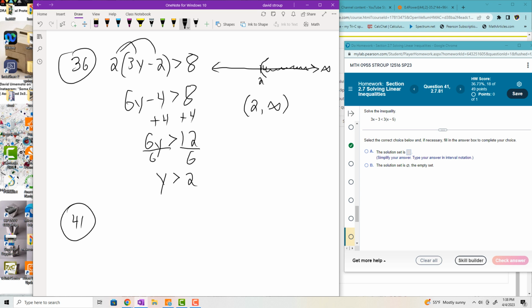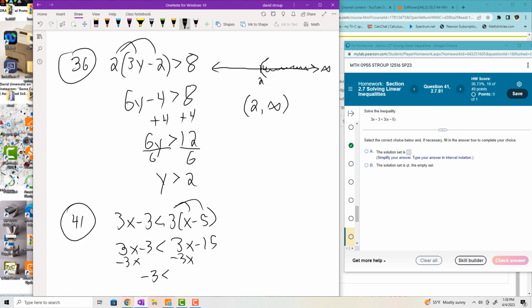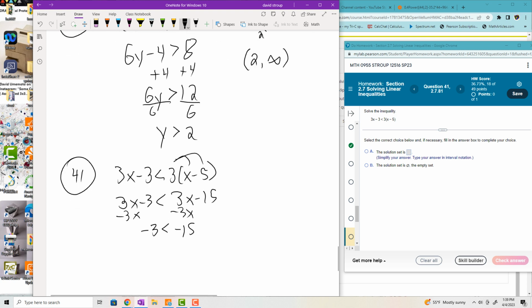Okay, so 41, we have 3x minus 3 less than 3 times x minus 5. So 3x minus 3, simplifying on the right by distribution, 3x minus 15. And then you try to collect all your variables on one side. And what happens is the variables cancel out, right? So you're left with a statement. Is this true or false? Is negative 3 less than negative 15? That's false. Negative 3 is to the right of negative 15. And when that occurs, then, just like with equations, you'll say no solutions.